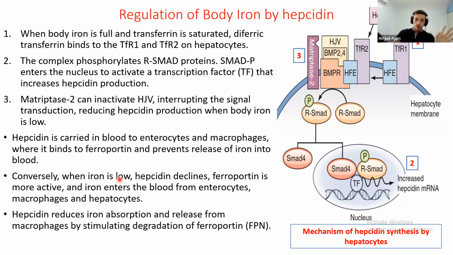Or when the iron is low, the hepcidin will decline, right? Because when we have low iron, hepcidin should decline so we can release iron from the macrophage and absorb more iron from the enterocyte. When the hepcidin declines, the ferroportin, which is the transporter in the enterocyte, is more active, and then iron can enter the blood from the enterocyte. Also now iron can be released from the macrophages and the hepatocytes. Hepcidin reduces the iron absorption and release from macrophages by stimulating the degradation of ferroportin. We talked about this. Is this regulation step understood?